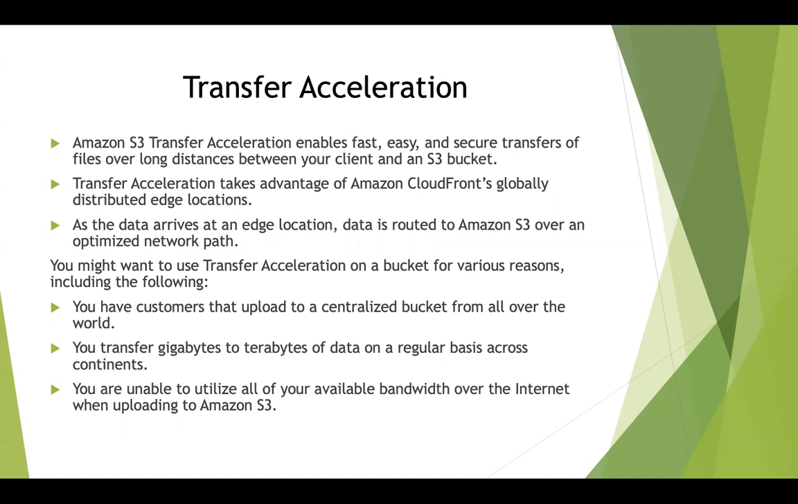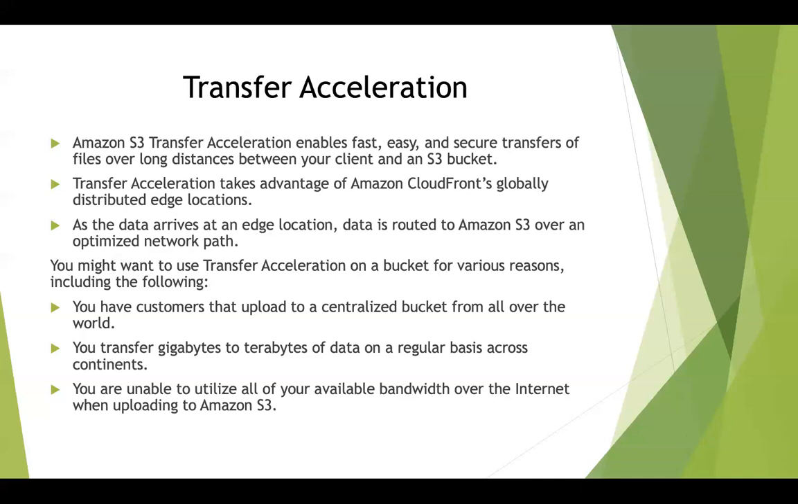So transfer acceleration utilizes edge locations in the background. As the data arrives at a particular edge location, data is routed to that particular Amazon S3 bucket over an optimized network path. When you enable transfer acceleration and you upload an object to that S3 bucket, it is not actually uploaded to the S3 bucket. It is uploaded to an edge location that is closest to the client. From that edge location, the object is routed through a network of other edge locations, which goes to the S3 bucket finally. Okay.